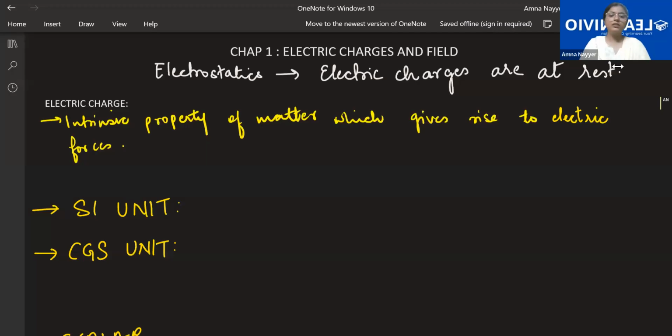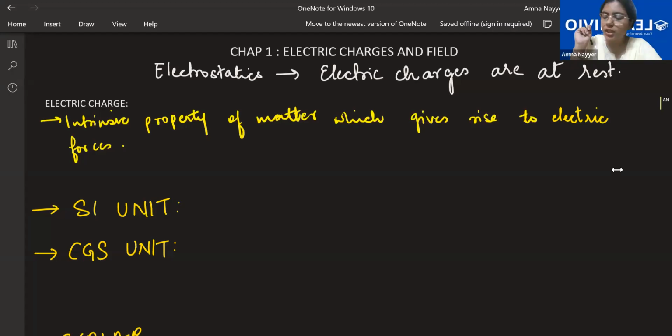The concepts we studied in magnetism and the others all had a charge that was moving, whether or not it was giving rise to a magnetic field. Here, the charge does not have any velocity. When velocity comes in, we will study it separately in current electricity. Right now, the conceptual part is that we are studying electrostatics.